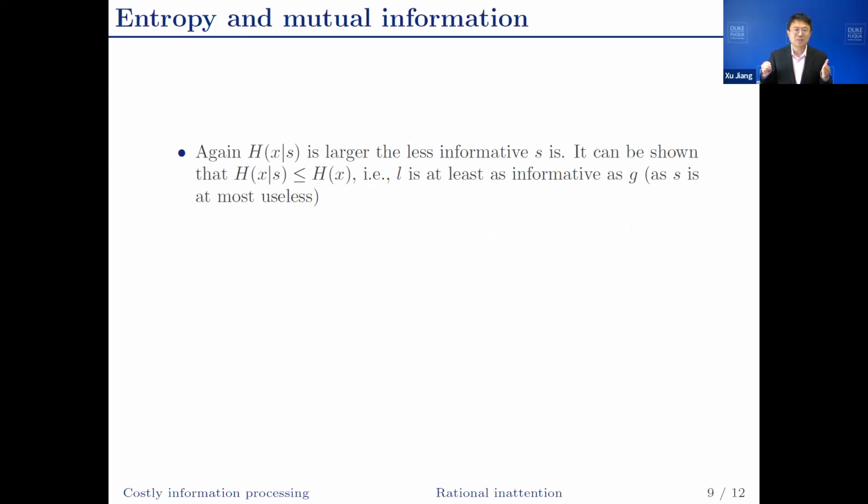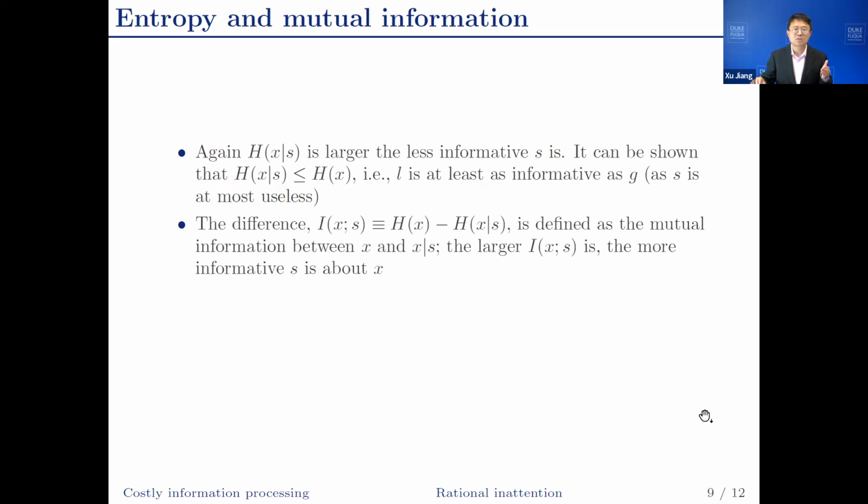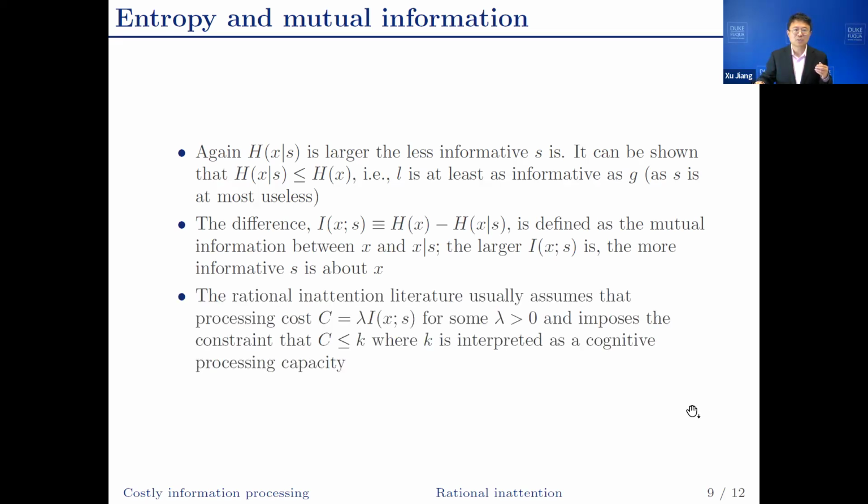And we can always show that the entropy of X conditional on S is smaller than the entropy of X, which means the posterior is at least as informative as the prior, because at most, the signal S is useless. In that case, entropy would be the same. The difference between H(X) and H(X conditional on S) is defined as the mutual information between X and S. The larger this difference is, the more informative S is about X, and the larger the mutual information.